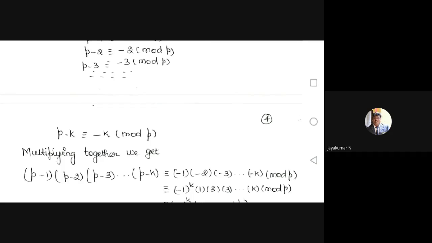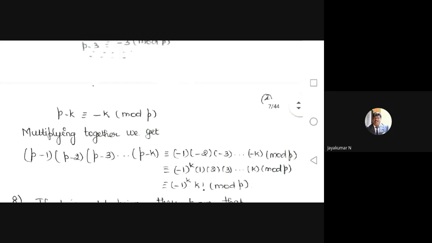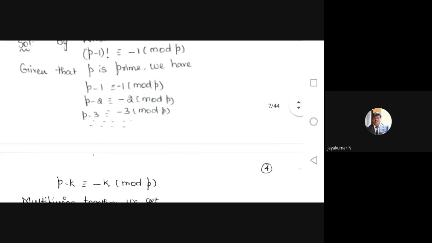So in the next step, minus 1 to the power K. We don't know whether K is even or odd. Suppose if K is even, then minus 1 to the power K becomes plus 1. If K is odd, minus 1 to the power K becomes minus 1. Here we don't know. So 1 into 2 into 3 into up to K is K factorial. So P minus 1 into P minus 2 into P minus 3 up to P minus K is congruent to minus 1 to the power K into K factorial mod P, which is proved.